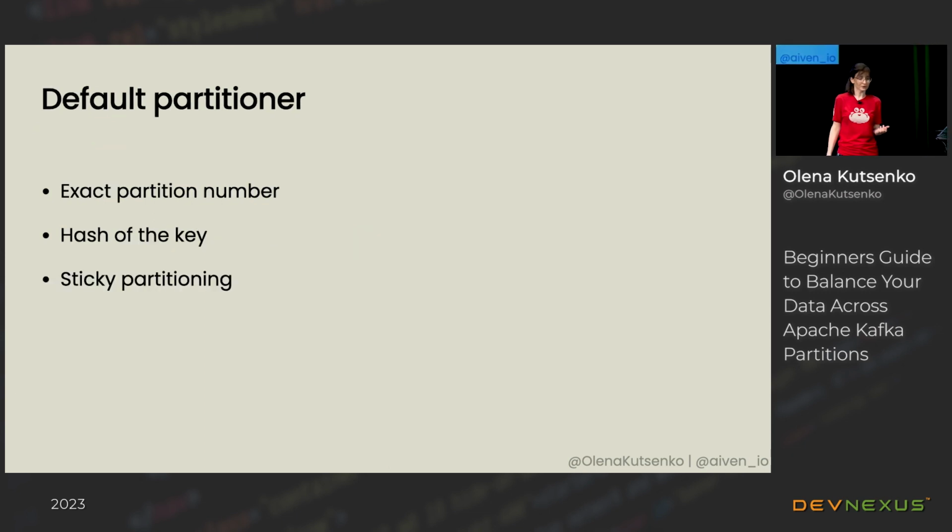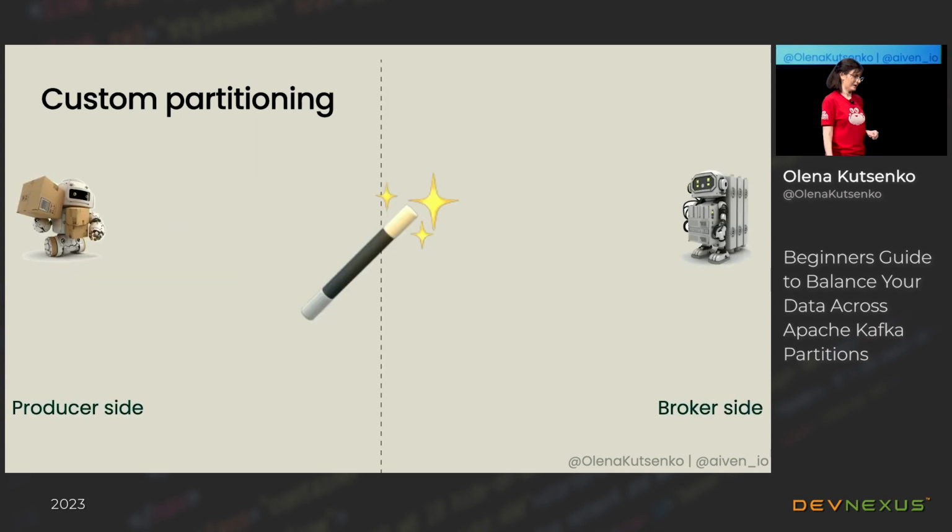So to summarize, the default partitioner will look for an exact number if you provide it, where you want to send the data. If you didn't provide it, it will check for the key, and if you don't have the key, it will use the default partitioning strategy, which is sticky partitioning, if you are using the latest version of Apache Kafka. If you don't like any of those options, you're picky. But that's fine too, because you can actually create a custom partitioner and implement your custom logic.